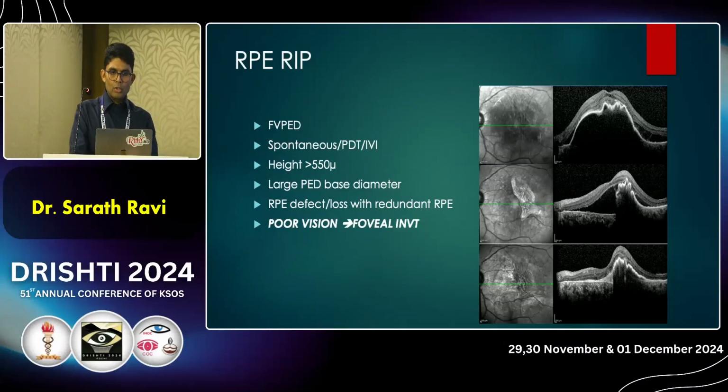RPE rip usually occurs in a pre-existing fibrovascular PED, and it could be either spontaneous or due to treatment.